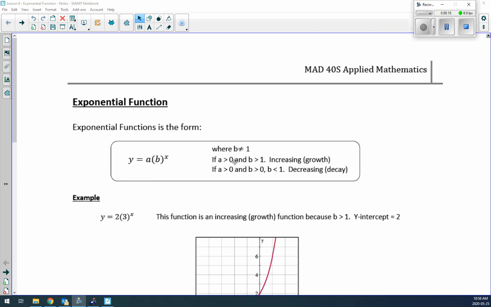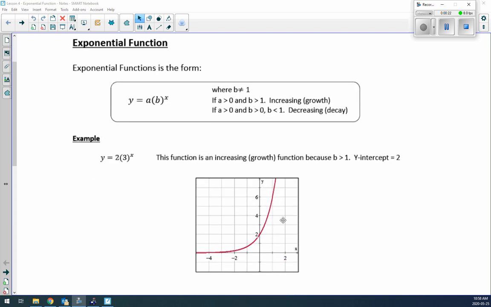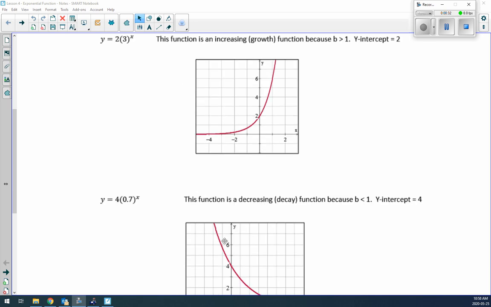If a is greater than 0, which means positive, and b is greater than 1, then you have an increasing one. So something like this. See how it's increasing. If a is greater than 0, again, if a is positive, but b is between 0 and 1, so it's like a fraction or a decimal, then it's a decreasing one. So if you look down here, you can see this is a decreasing one.